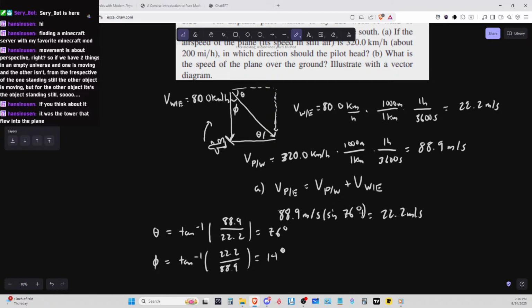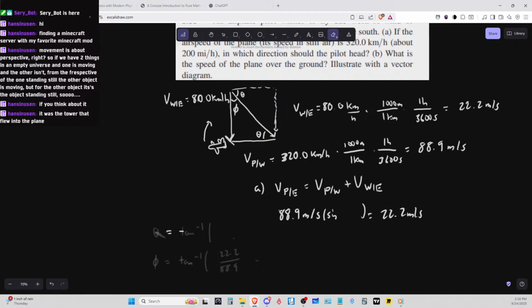Oh wait, you know what? I just realized my flaw in my thought, because it's not that we need to get that angle, we just need to get the angle from here, and I'm totally misconstruing my thought process. So we have to figure out what the angle is.